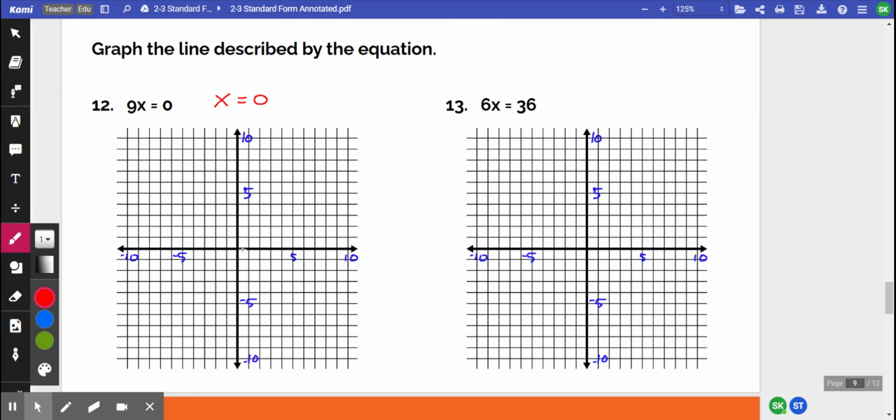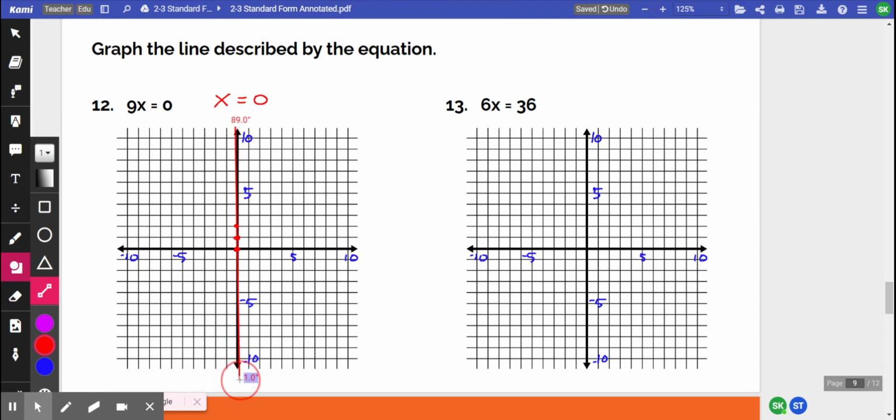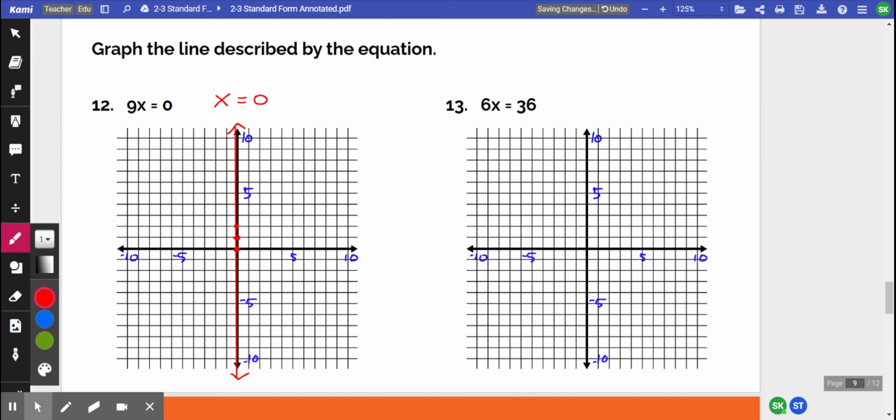So that means the x is always at 0 no matter what y value. So when y is 0, x is 0. When y is 1, x is still 0. When y is 2, x is still 0. And it keeps being 0 all the way through, which means this is a vertical line that goes through x equals 0, or the y-axis. Oops. Let's do arrows real quick, and then we're done. So pause the video and try number 13. Where will this line be?